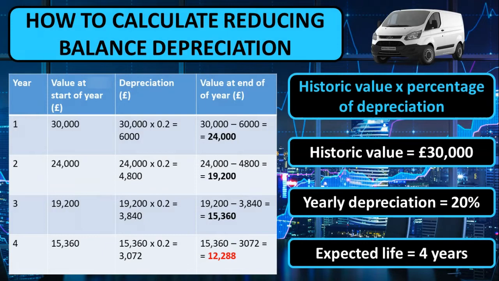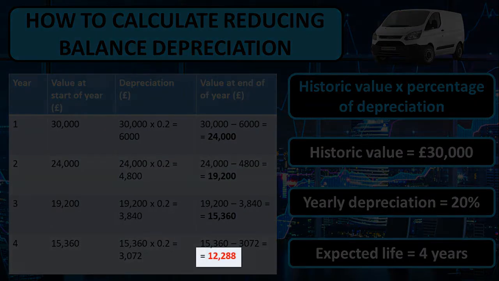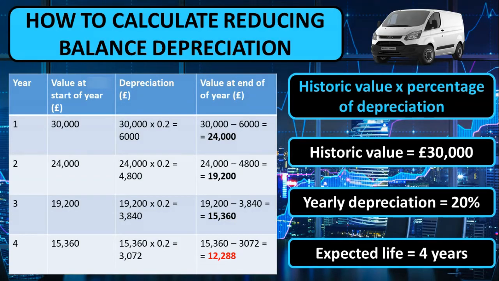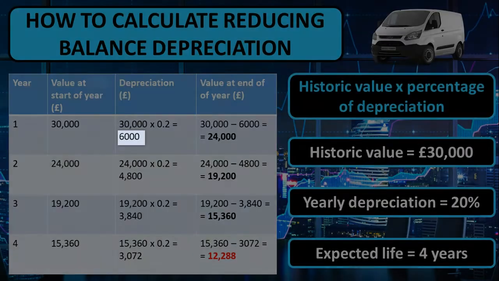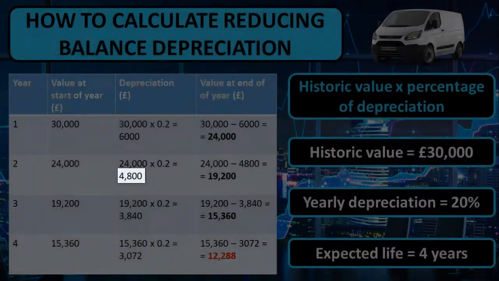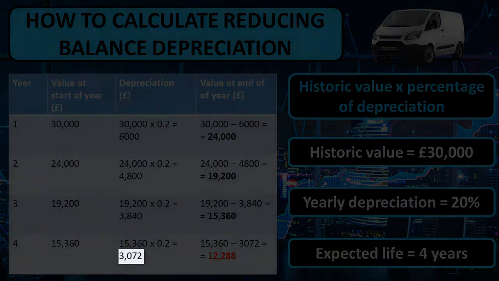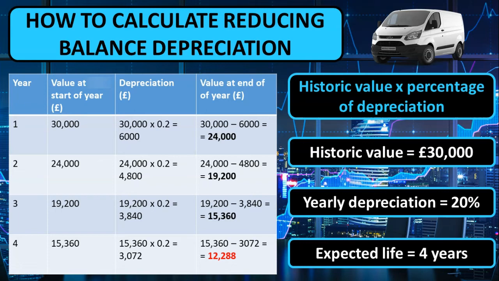You then continue to depreciate the van by 20% each year until the van has reached the end of its expected life. As you can see, the residual value after 4 years of reducing balance depreciation is £12,288. The business will record larger expenses in terms of depreciation in the first year of the van's life. As the name suggests, each year this will reduce until the van is sold or no longer in the business. Unlike the straight line method, where each year the business will record the same rate of depreciation.